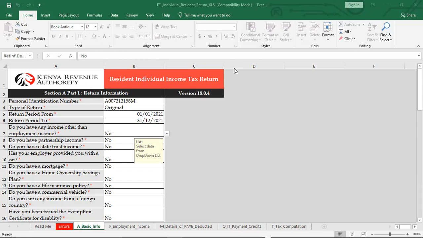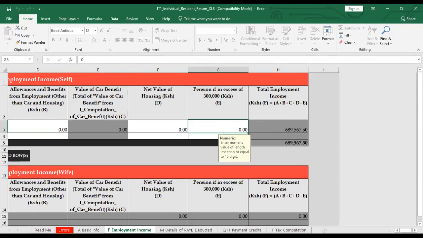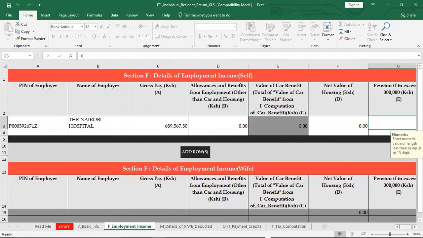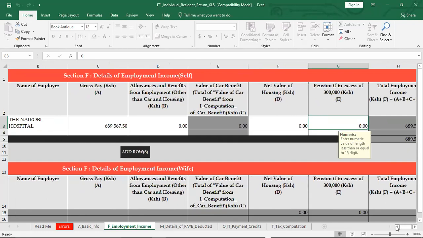That is the basic information, the F employment income. Are we comfortable up to there? Okay, so we can go to the next step. Yes. So you are seeing down here: basic information, E, F employment, M details. Munaona hapo chini, si ndio? Yes. So the next one we are going is M details.